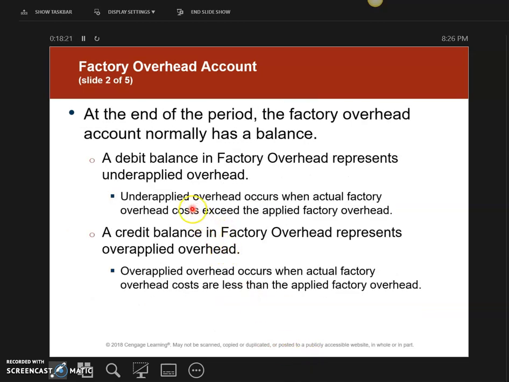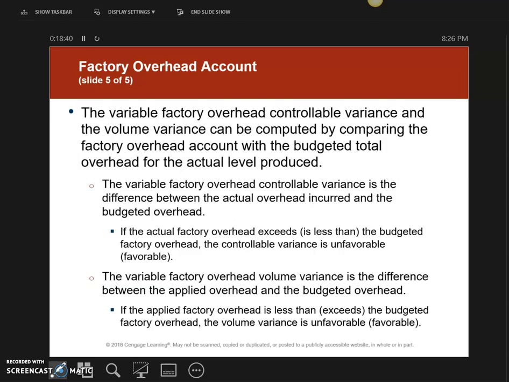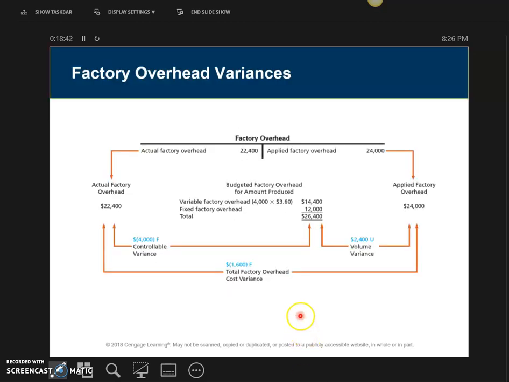This slide basically shows, in the factory overhead account, how to know whether it's underapplied or overapplied. We've had this conversation in a previous chapter, so you can take a look at this on your own. But I want to move forward to show you the most important slide. I'm going to skip this one, and this one. Here's what I want to show you.